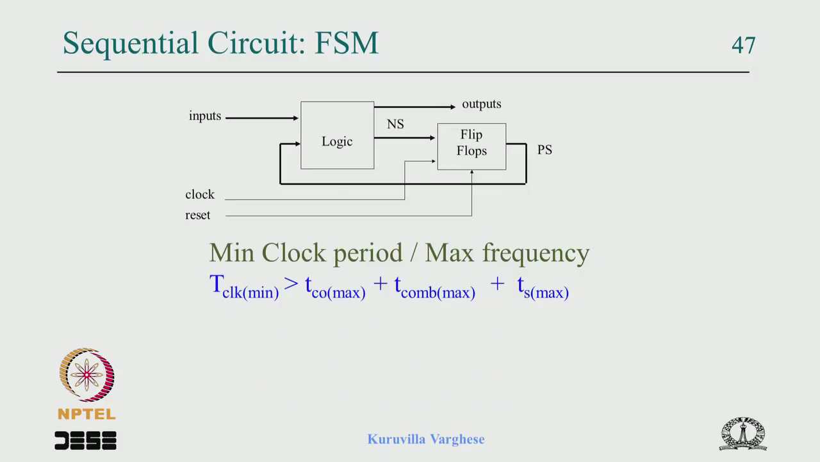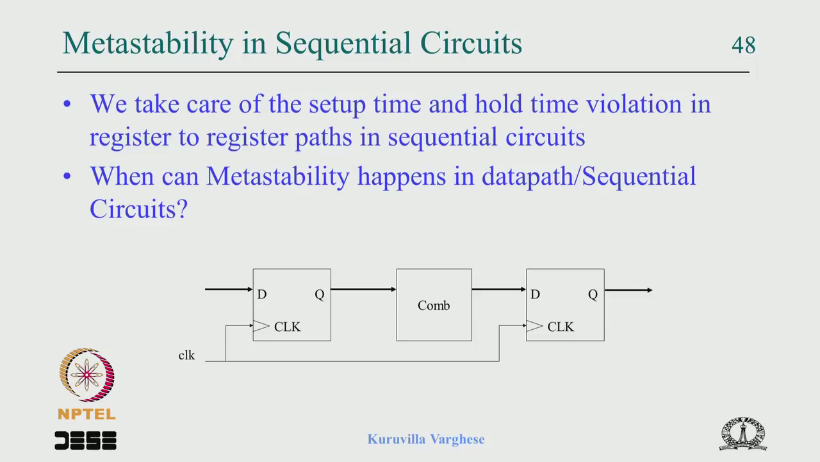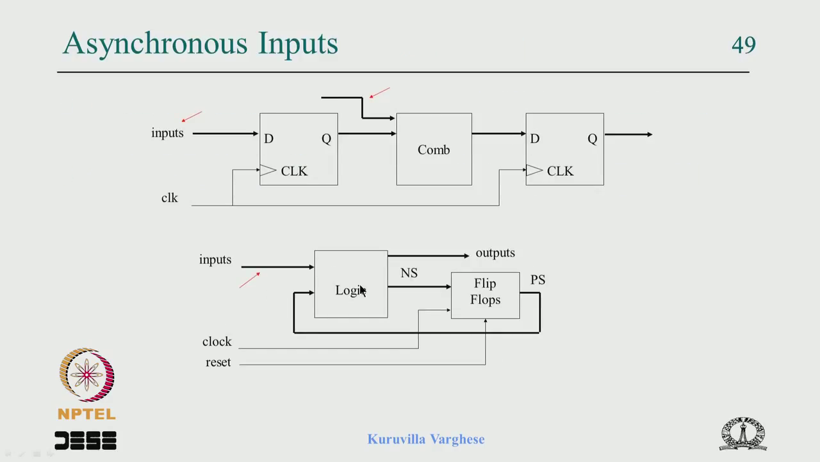Similarly, in an FSM, we do both, and then the question is when metastability can happen in this circuit. And we said yes, there could be inputs coming directly to this combinational circuit in a data path. There could be inputs coming to the first stage of the data path. Maybe this continues, there are registers, combinational circuit, and so on. But at some point, somewhere, some data from the external world or the data path comes in. And in an FSM, there are inputs, mainly from the data path.